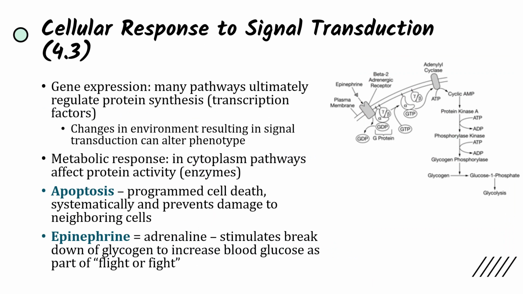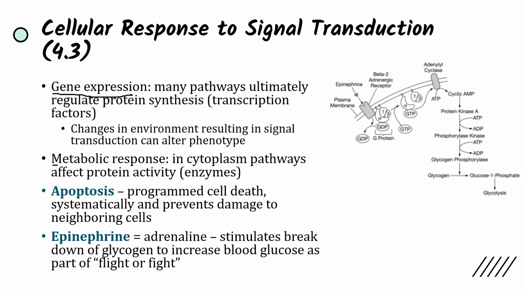Now, there are two main responses to signal transduction. The first one is gene expression. This is where the signal is reaching the nucleus, and now some DNA is going to be activated, and protein synthesis. There's going to be some proteins that are going to begin being created, or there's going to be the stopping of production of proteins. And changes in the environment resulting in signal transduction can alter the phenotype of an organism, or the outward appearance, because there's going to be a change in the proteins that are produced.